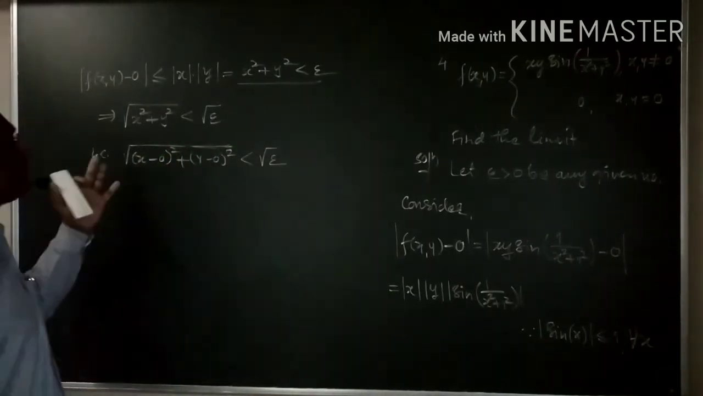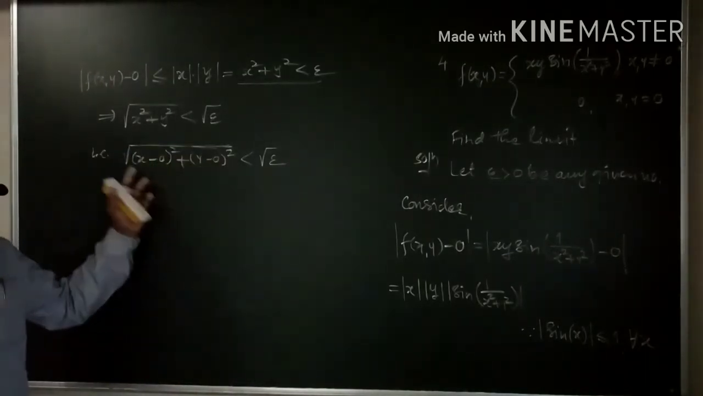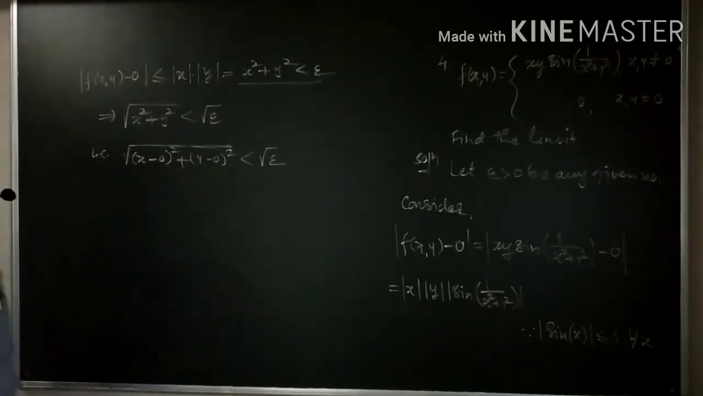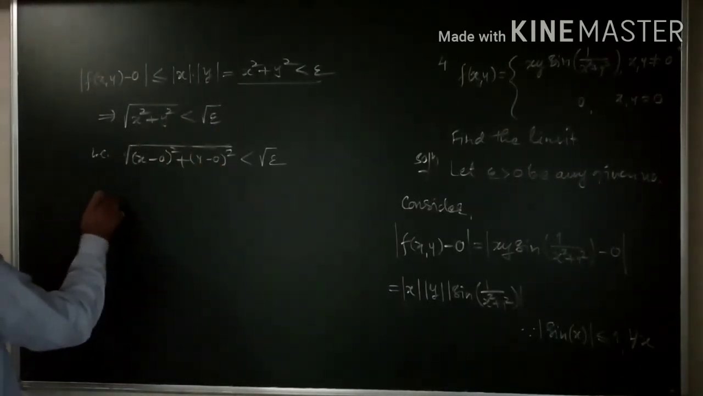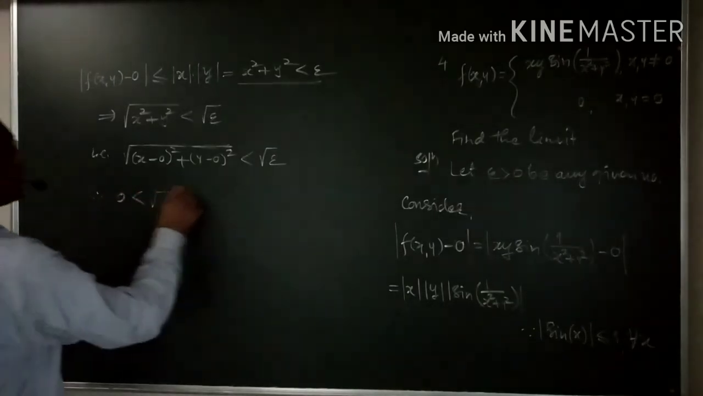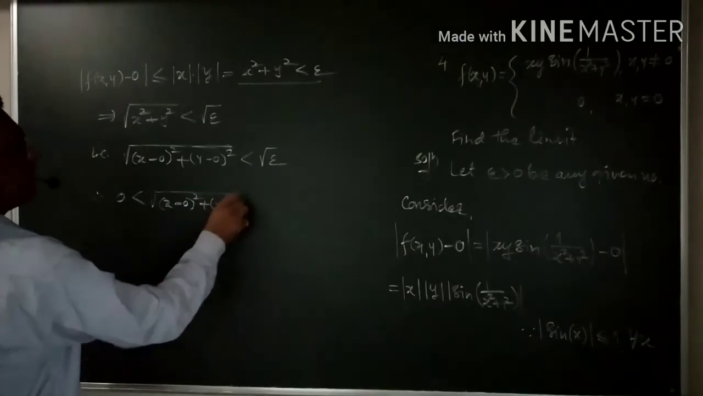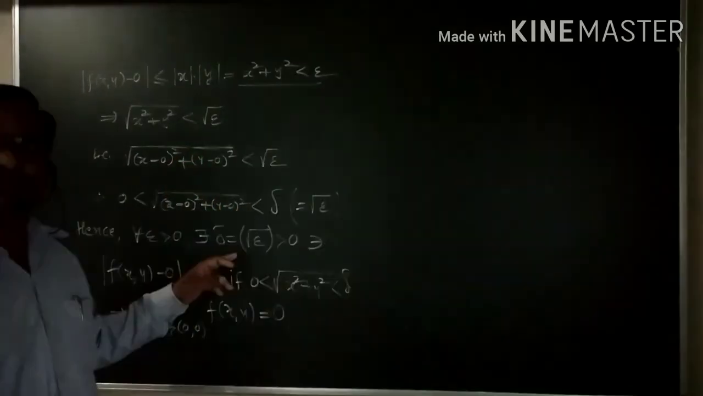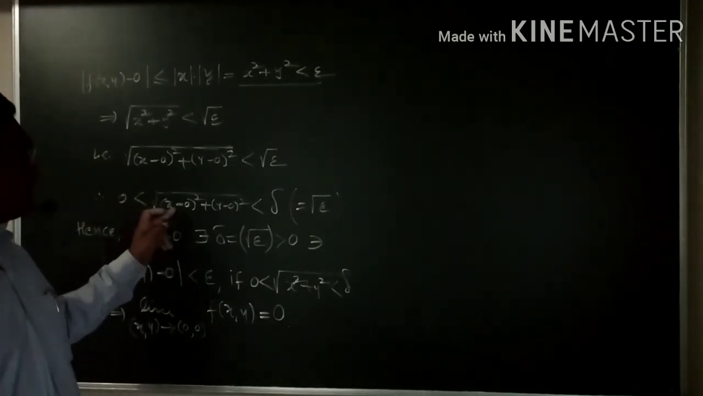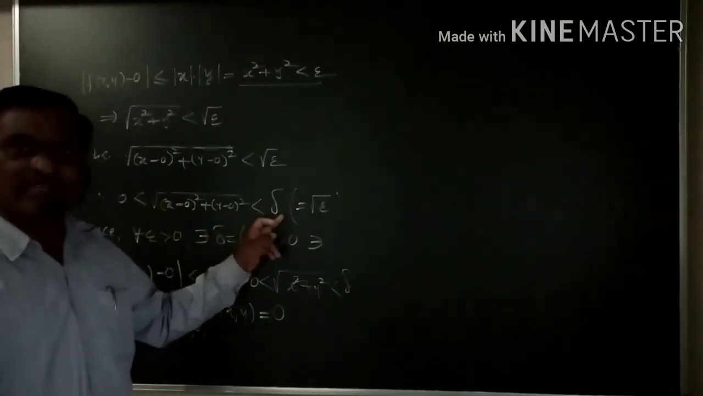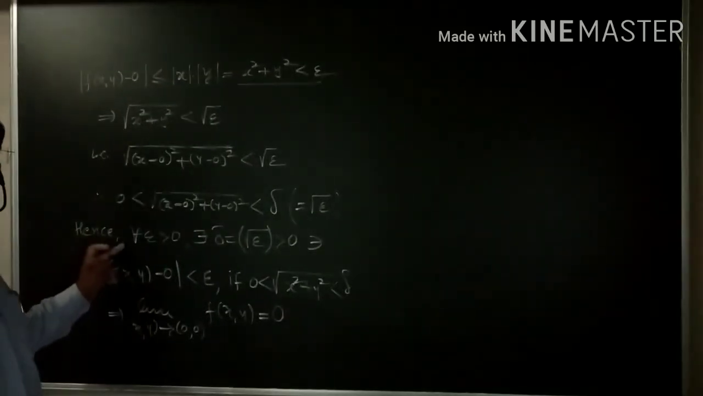Epsilon is positive, and we know that the root exists if the quantity under the square root is positive, and hence the whole thing is positive. Therefore, 0 is less than root of x minus 0 square plus y minus 0 square, less than delta, which is equal to root epsilon.